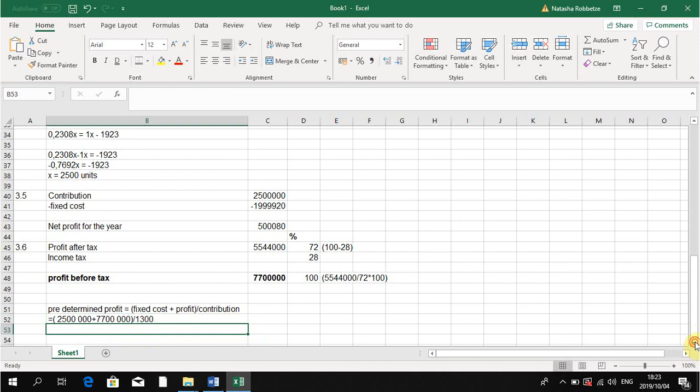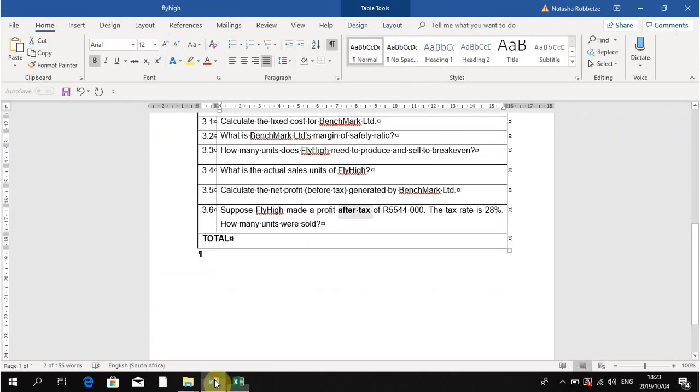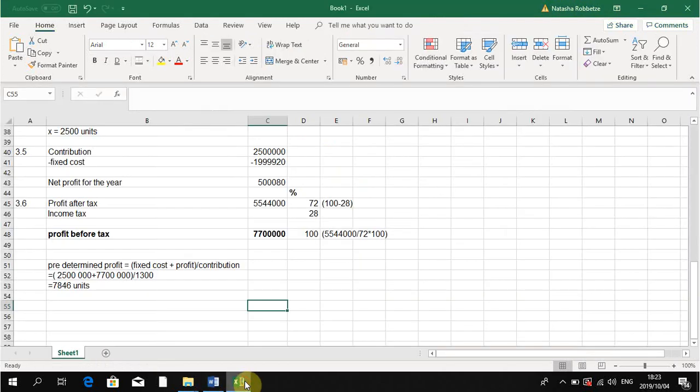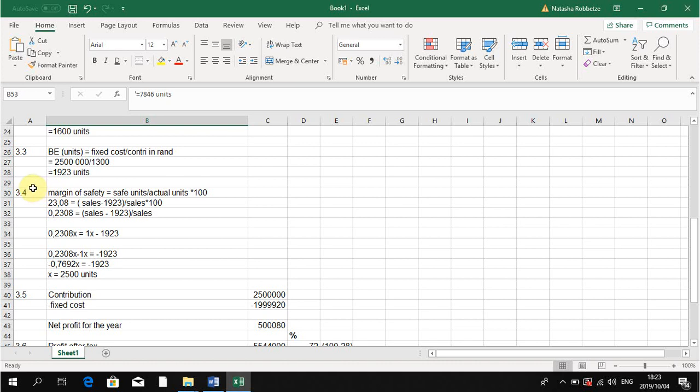If I do this calculation, let me just scroll down a little bit. If we do this calculation, I get to an answer of 7,846 units. So in order for us to generate an after-tax profit of 554,400, if the tax rate is 28%, we need to sell 7,846 units. Right, I thought that this was quite an interesting question, especially at this part where you have to play around with the margin of safety.